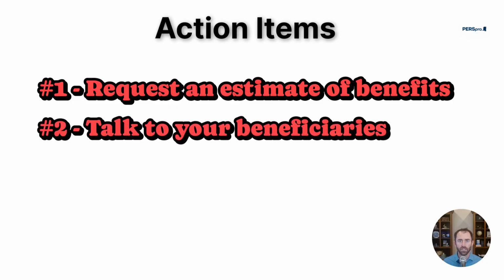2. Talk to your beneficiaries. Ensure they understand that the benefit under option 3 is for both your and their lifetimes, and that the benefit available under option 3 will be less than what is available under the single life annuity options.